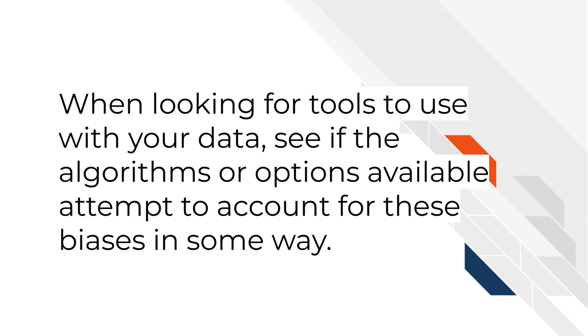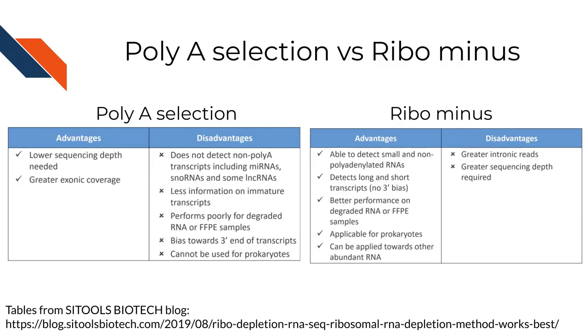When looking for tools, you will want to see if the algorithms or options available attempt to account for these biases in some way. Poly-A selection advantages: lower sequencing depth needed, greater exonic coverage. Disadvantages of poly-A selection is that it does not detect non-poly-A transcripts including miRNAs, snoRNAs, and others. It obtains less information on immature transcripts. It performs poorly for degraded RNA or formalin-fixed paraffin-embedded (FFPE) samples, and is biased towards the 3' end of transcripts. Cannot be used for prokaryotes.